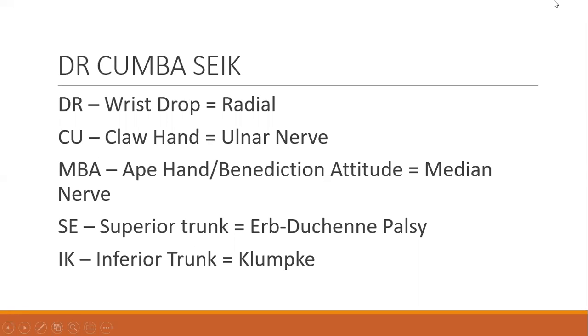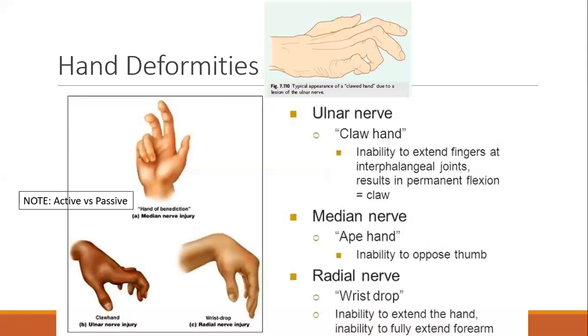So however you want to use these, or use them not at all, whatever way your brain works, just do that. But the DR for the doctor part helped us remember wrist drop was caused by radial nerve. The CU, claw hand, ulnar nerve. MBA, so median nerve causes Benedictine attitude or ape hand. And then SE, superior trunk damage causes Erb-Duchenne palsy. And then IK, inferior trunk damage causes Klumpke. So it just helped us, and hopefully it can help you.